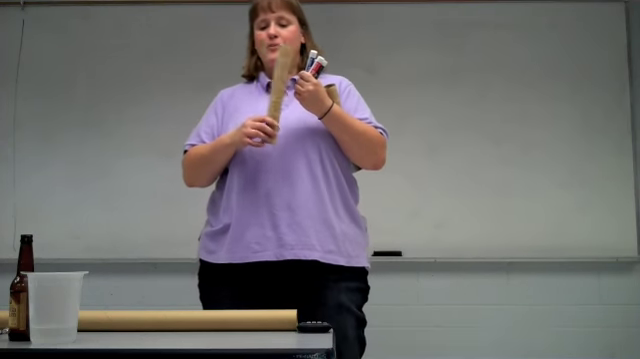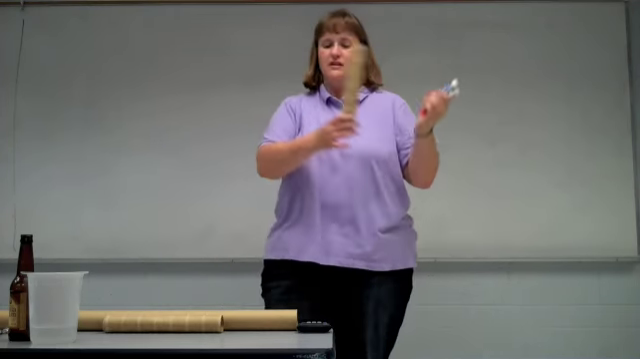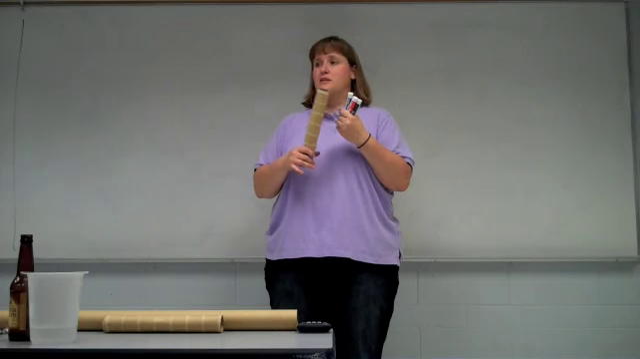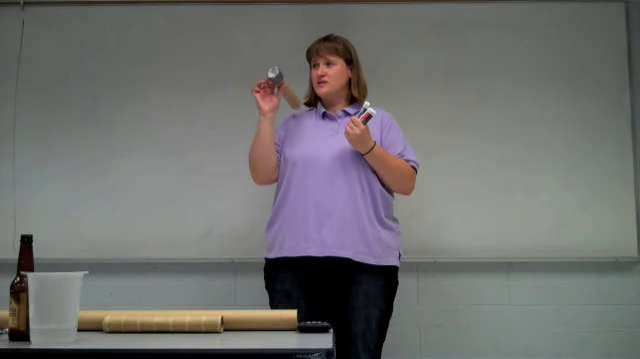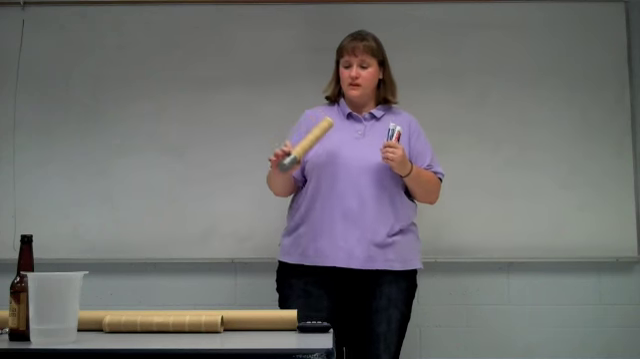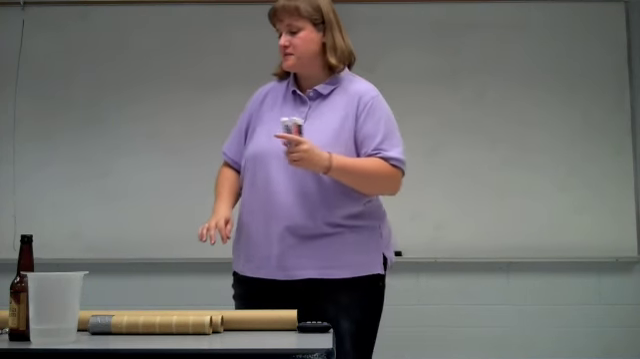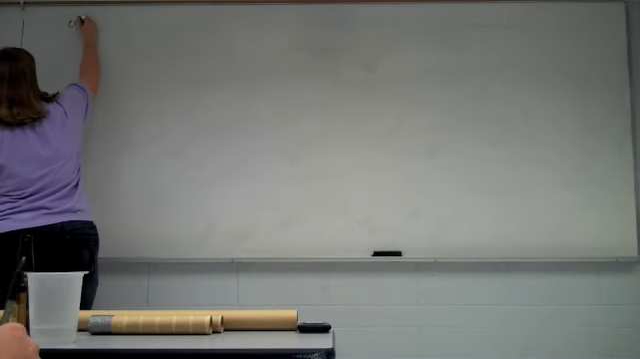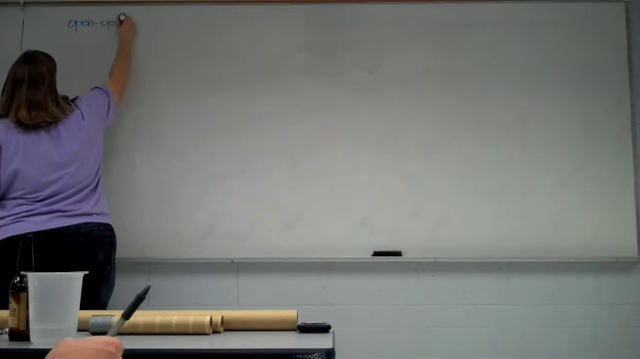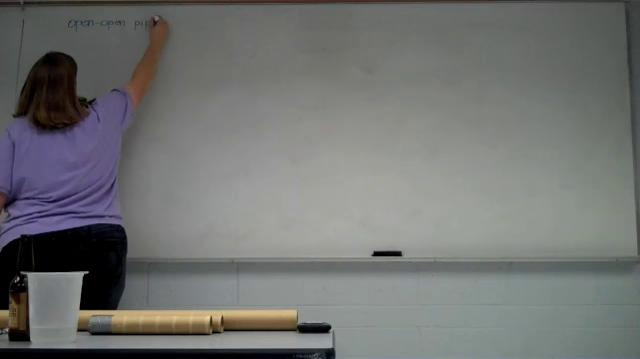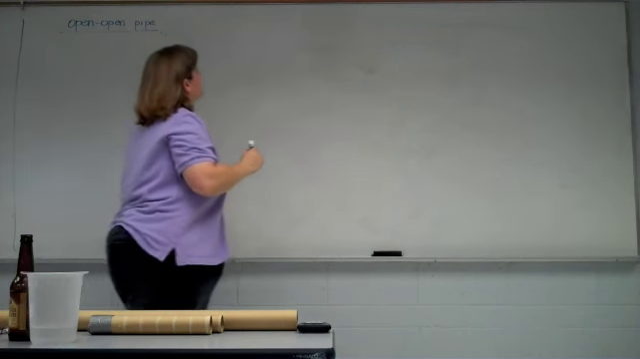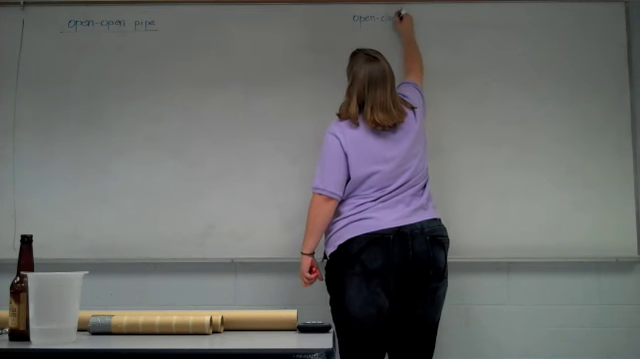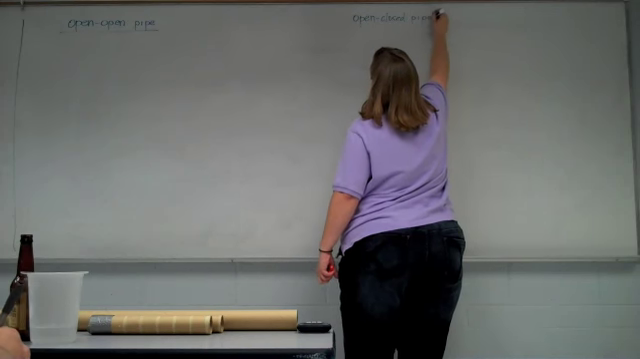If I have my pipe open at both ends versus closing one end off, the pitch is different. So closing it has an effect. So we're going to look at both types. So one of them is an open pipe, meaning open at both ends. The other is an open closed pipe, meaning it's open at one end and closed at the other.